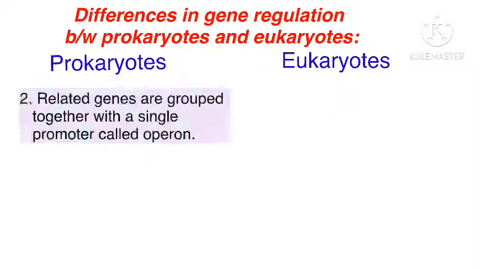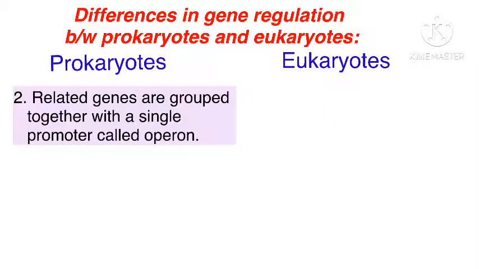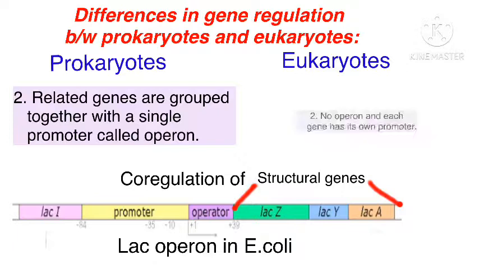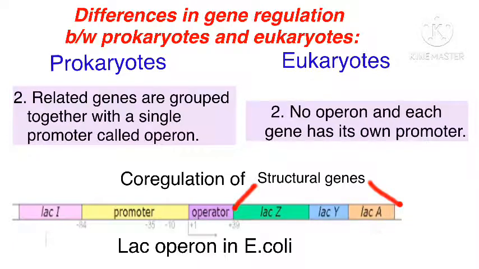A second difference between prokaryotes and eukaryotes is in terms of how genes are organized. In prokaryotes, genes with similar functions are grouped together and organized into an operon. The related genes in an operon are turned on or off together, and such regulation is referred to as co-regulation. Operons are not found in eukaryotes, and in eukaryotes, each gene has its own promoter.